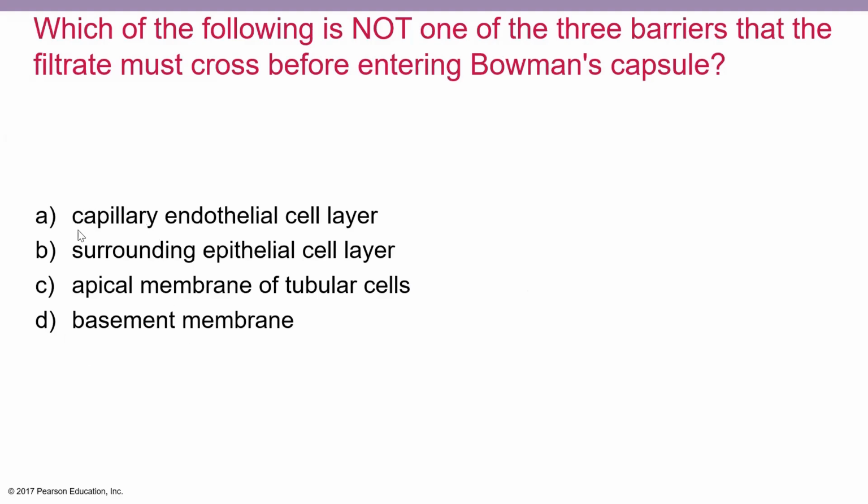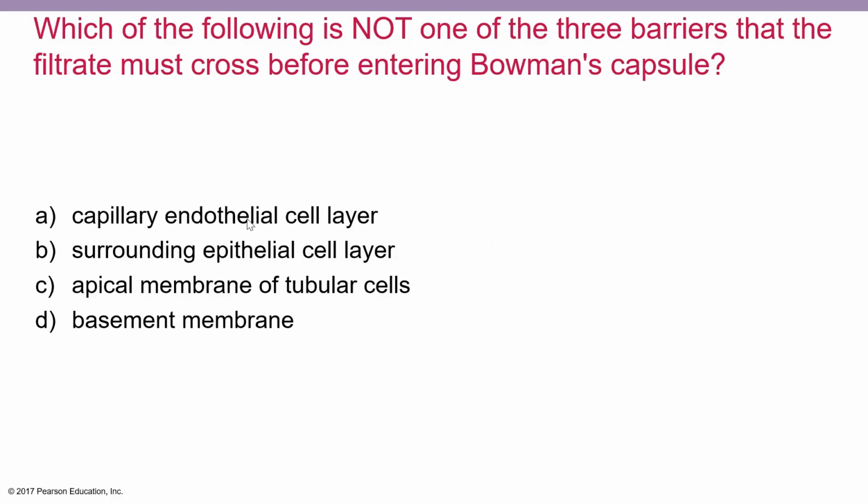And so it's going to be the capillary endothelial cell layer that has an associated basement membrane. So the basement membrane is a layer that the filtrate will have to cross. It also has to cross the surrounding epithelial cell layer, and we're talking about those podocytes. Those are the cells that make up that epithelial layer, which is really a part of the visceral layer of the Bowman's capsule.